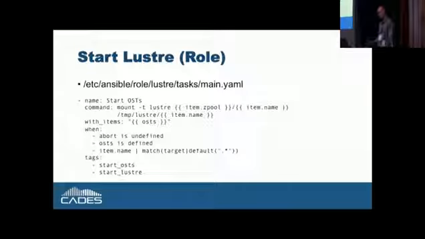And similar sort of plays can be defined for starting all of your Lustre targets. In this case, the command is the mount command with options. Again, you'd loop with items over, say, all the OSTs. You have your conditionals to control when exactly the command's going to be run, and the additional tags. Start OSTs if you want one of those, as well as a general start Lustre to start up your entire file system.